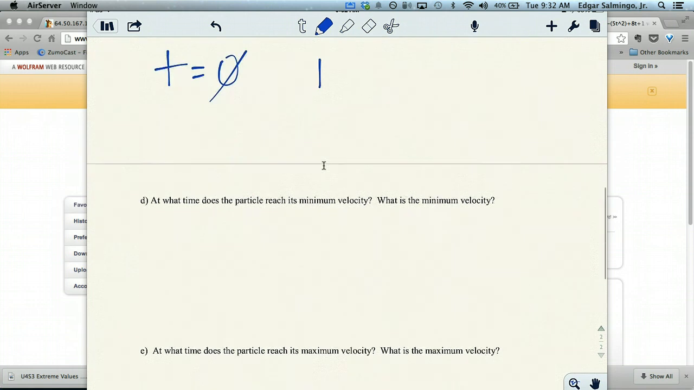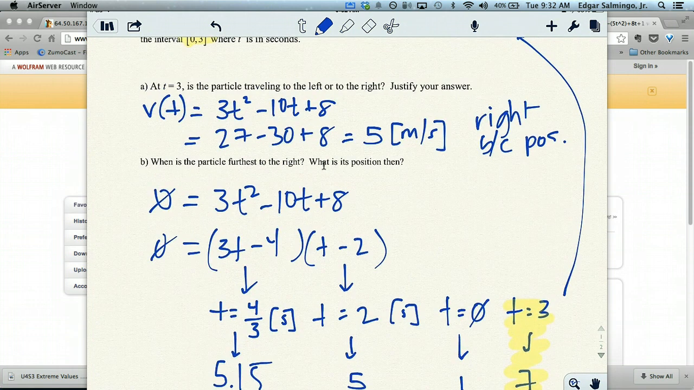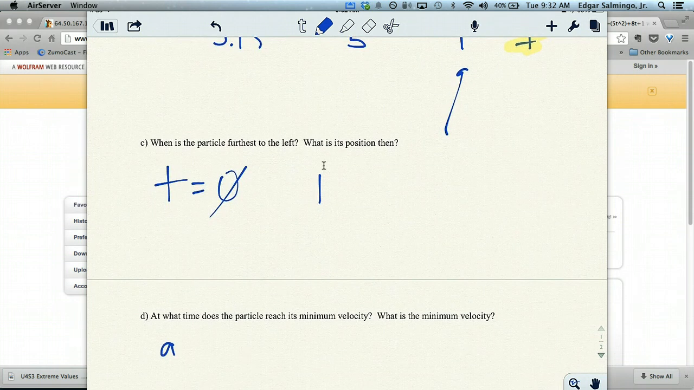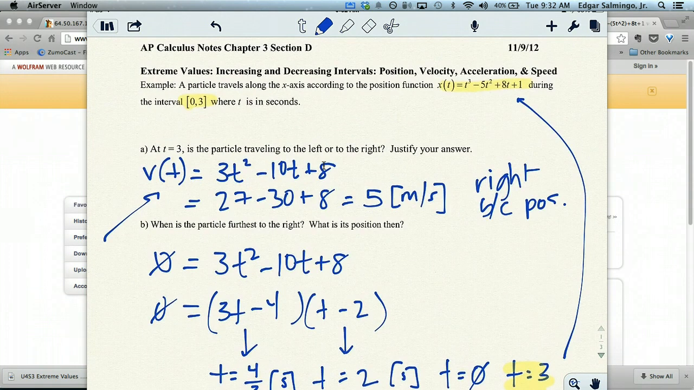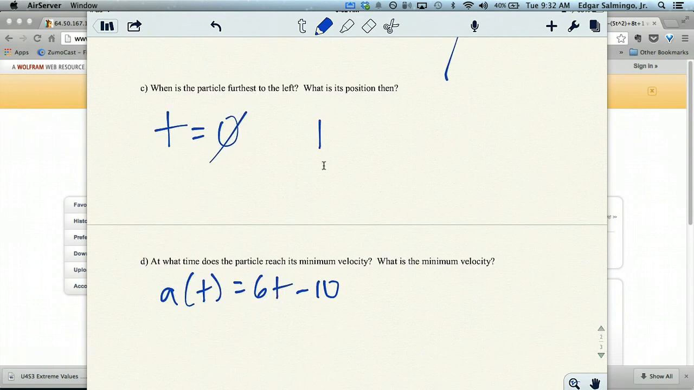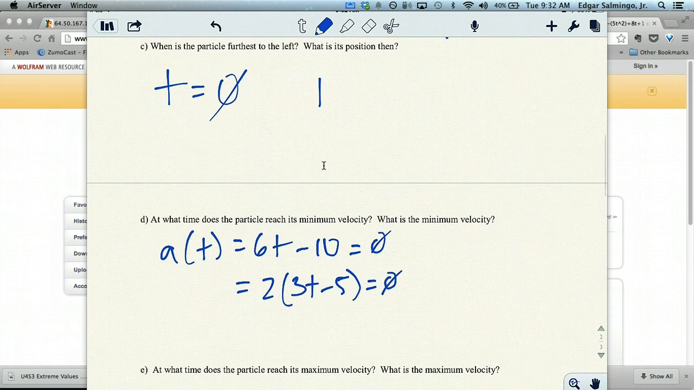If you remember, if I scroll up, my velocity function is this. I'm going to take a derivative of it, which is 6t minus 10. And because I want to find out where its minimum and maximum are, I set this equal to 0. I'm going to factor out a 2. And I find out that my critical number has to be 5/3.